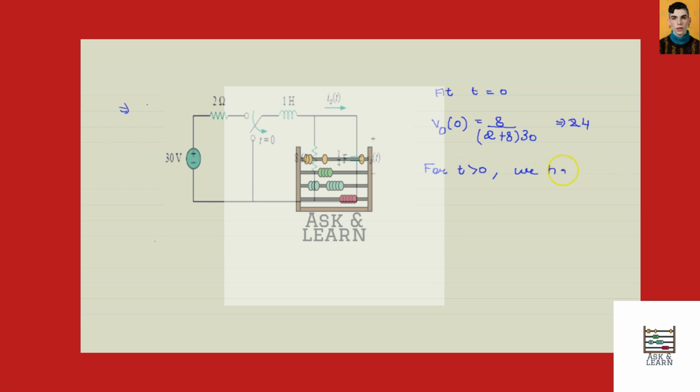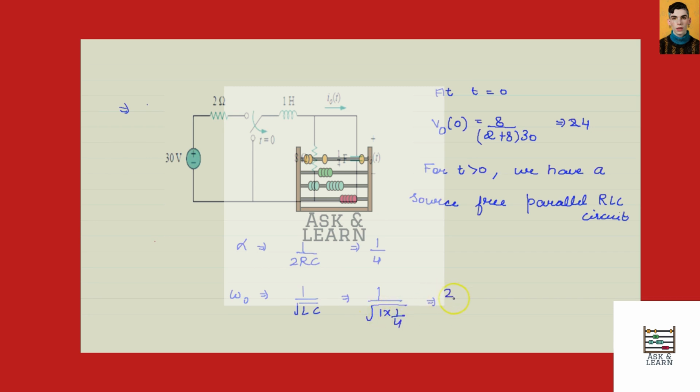For t greater than 0, we have a source-free parallel RLC circuit. Here we get the value of alpha as 1 by 2RC, which can be written as 1 by 4. And the value of omega naught is 1 by the square root of LC, which is 1 into 1 by 4, which can be written as 2.